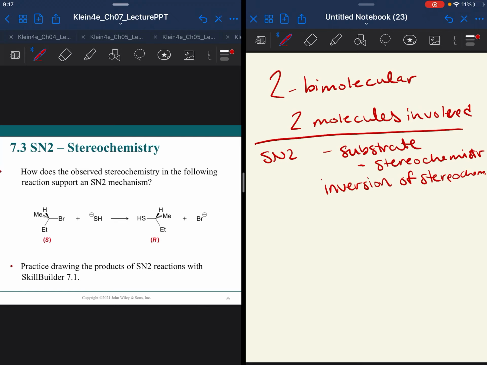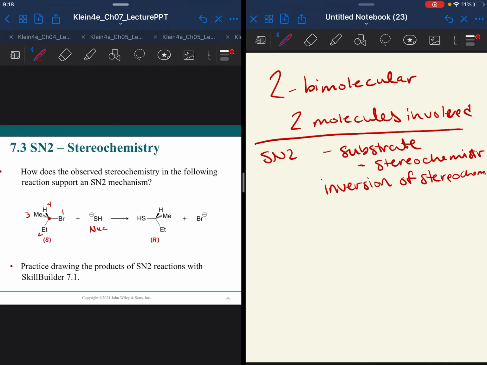So what I want you to notice is we have an S chiral center here, right? The bromine, the ethyl, methyl, hydrogen's coming towards you. If you connect this and take your rules for configuration, this is an S.